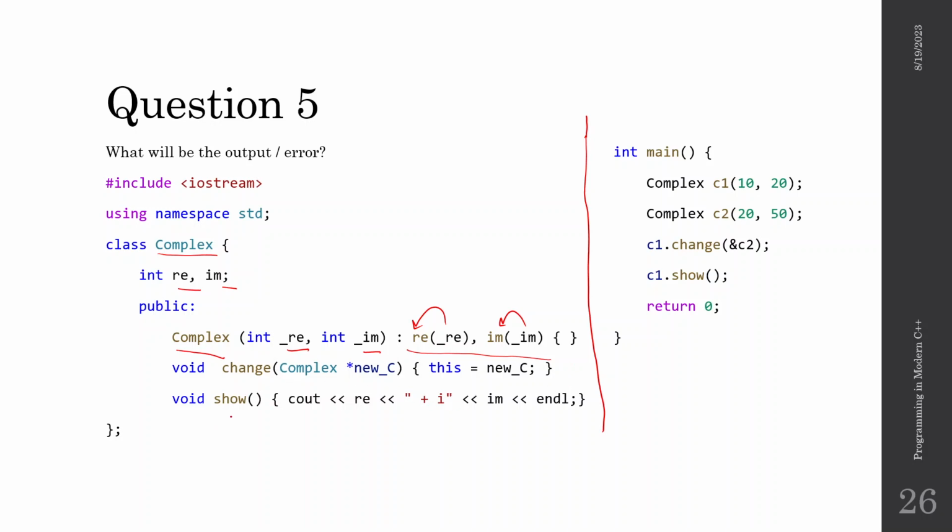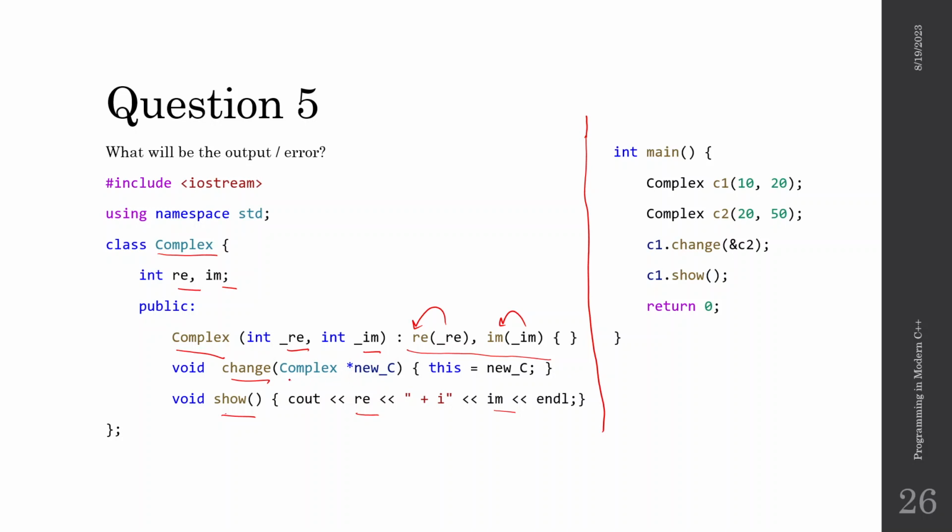Then I'll go to the show function, and finally I'll come to the change function. In the show function we simply print the value of RE and IM, so there is nothing complicated here. Then we come to the change function. Now this change function is a bit weird because it accepts a pointer.